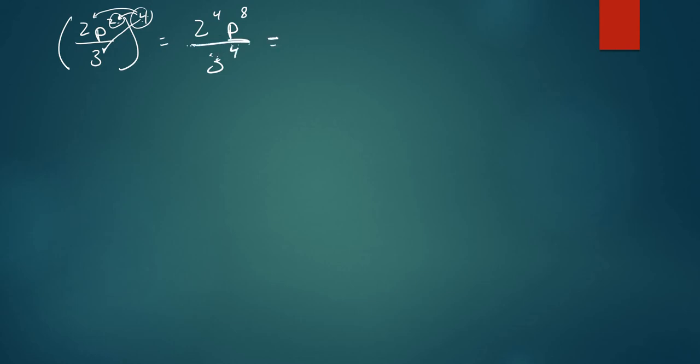So 2 to the 4th, p to the 8th over 3 to the 4th. 2 to the 4th is 16, p to the 8th. And 3 to the 4th, we should know. 3 to the 1st, all right, 3 squared is 9.